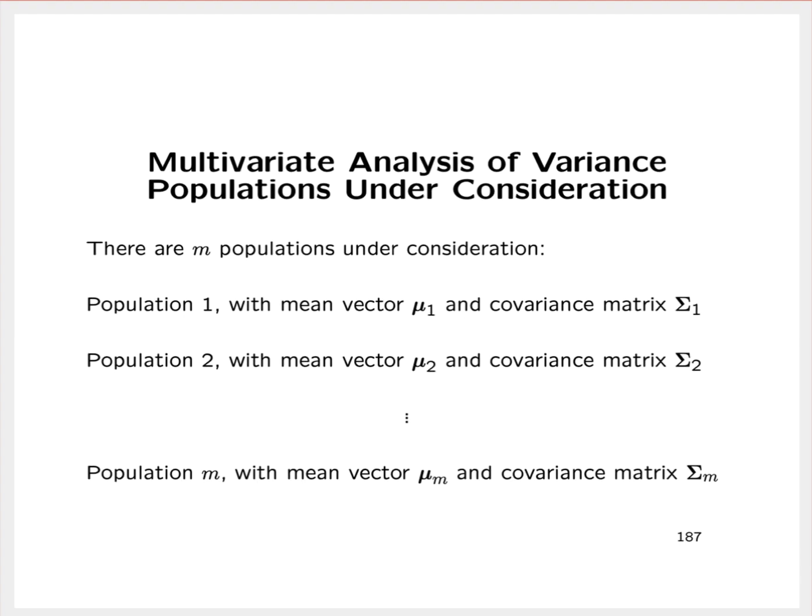Now in this setup, we have m populations under consideration, m being greater than or equal to 2. Population 1 has a mean vector mu sub 1 and a covariance matrix of capital sigma sub 1. Population 2 has a mean vector mu sub 2 and a covariance matrix capital sigma sub 2, and so on down to population m with a mean vector of mu sub m and covariance matrix capital sigma sub m.